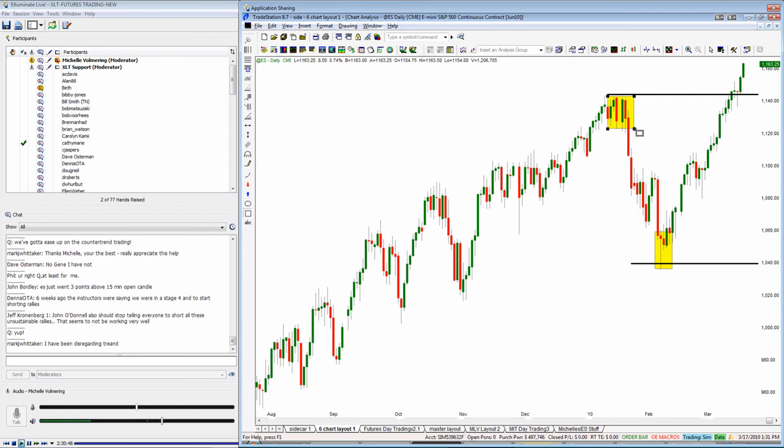I don't use Fib numbers. I don't use a lot of these other extra tools. Sure, somebody else might find some value in it, but it's not helpful for me.